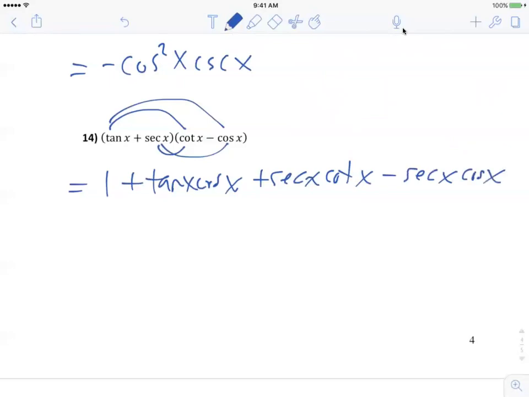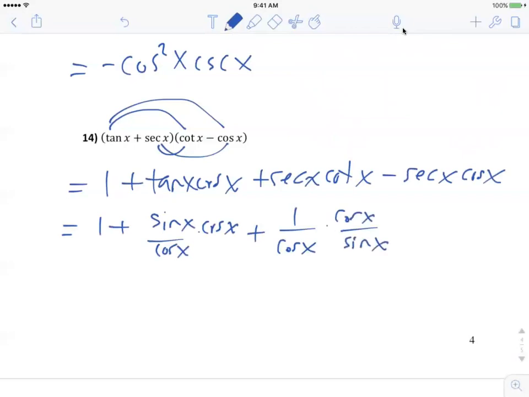Okay, so now I would get everything in terms of sines and cosines to see if anything cancels. So tangent is sine over cosine times cosine. Secant is 1 over cosine. Cotangent is cosine over sine. Secant is 1 over cosine. And then you have cosine. Okay, now we should have some canceling. So let's see if we can get those cosines out. Oh, a lot of cosines canceling here.